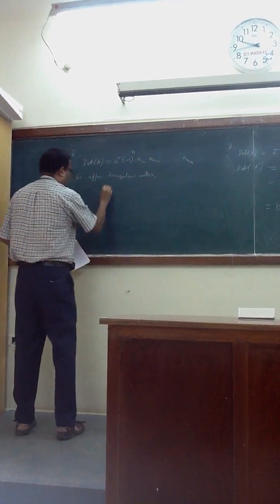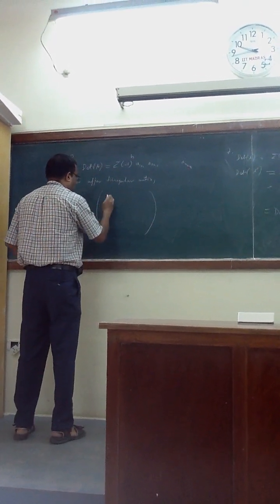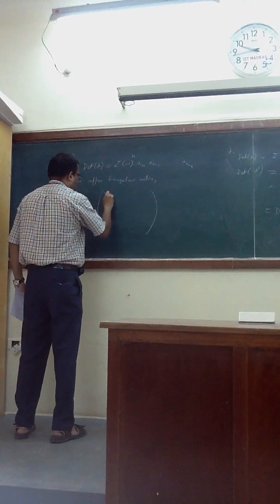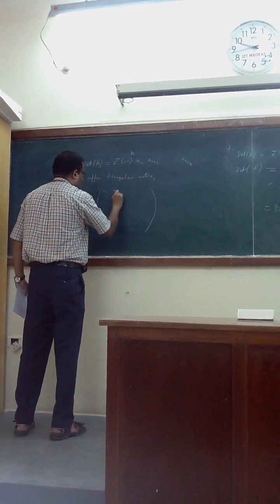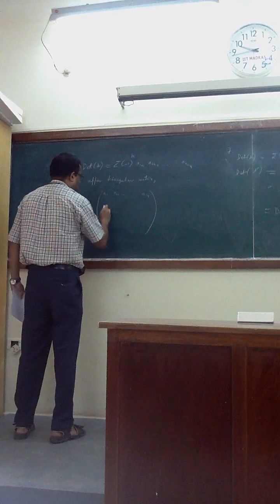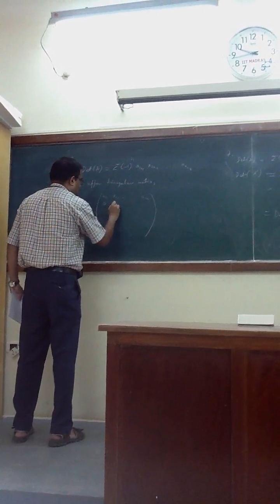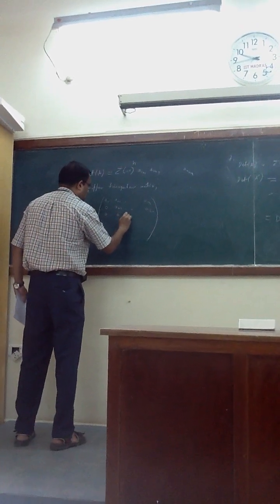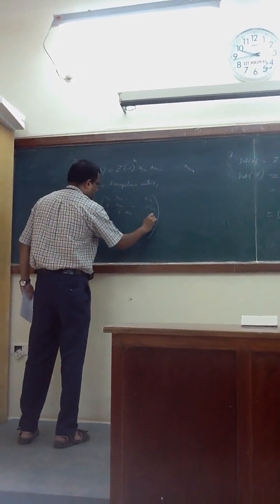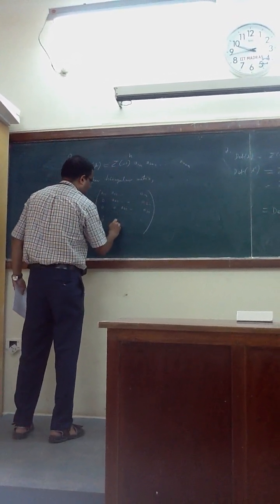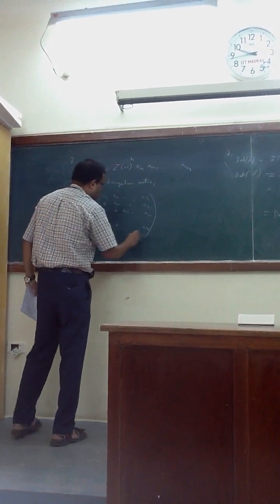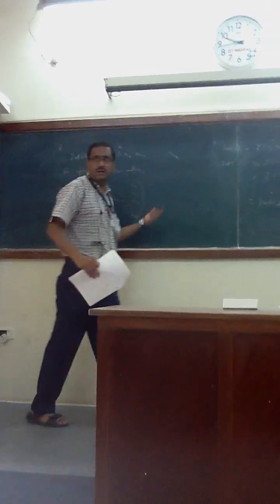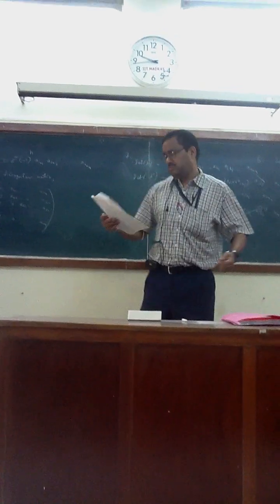For an upper triangular matrix, how does it look? A11, A12, up to A1n; 0, A22, up to A2n; 0, 0, A33, up to A3n. So below the diagonal, everything is 0, right?